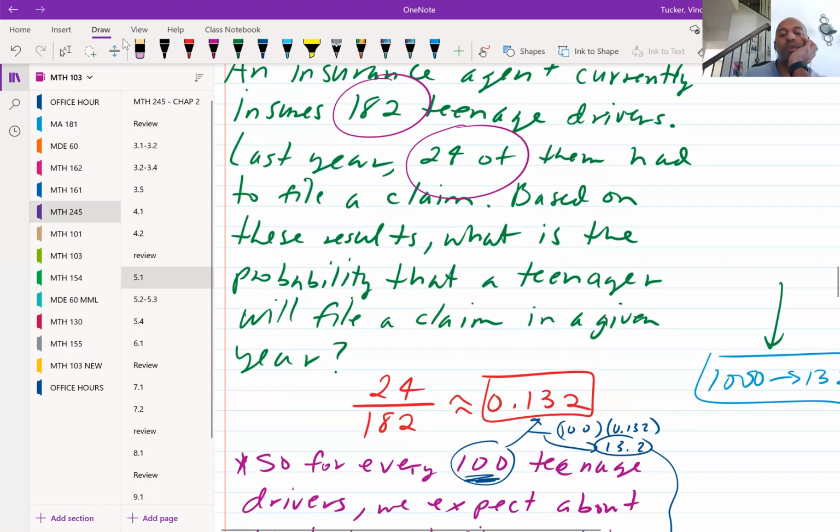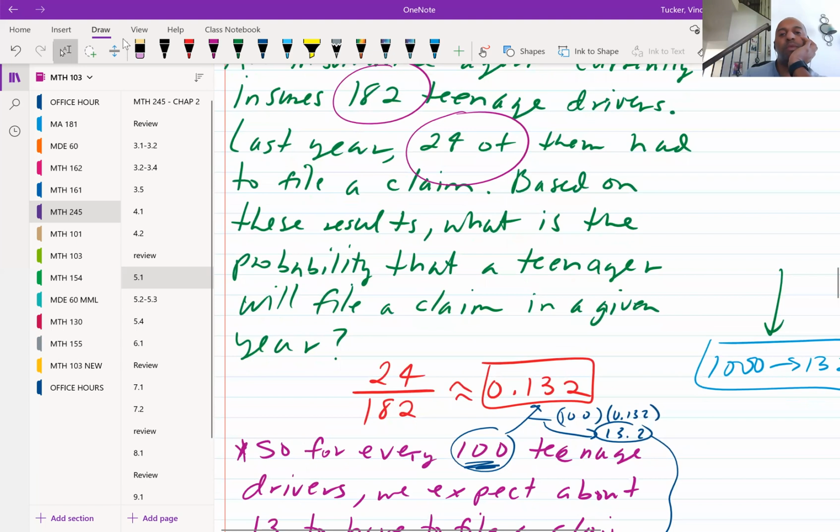Before we get to that purple statement, any questions on what we did there? The larger number will always be the bottom number. Remember, your probability can never be larger than one. If you were to do 182 divided by 24, that would give you something way larger than one. So that's how that works.